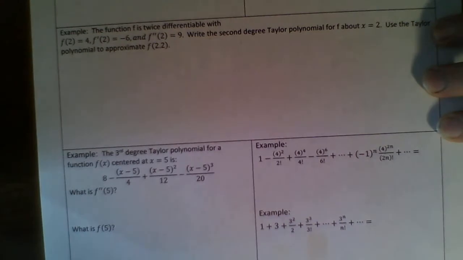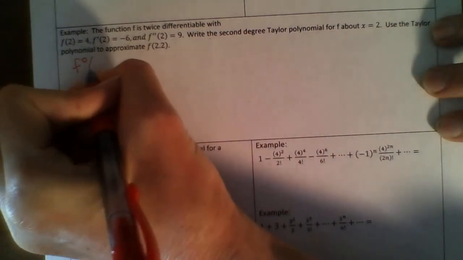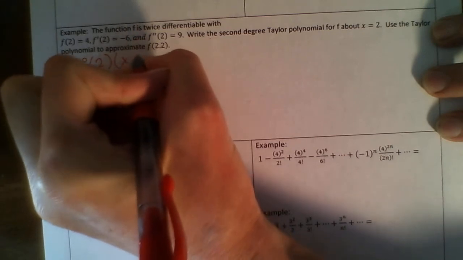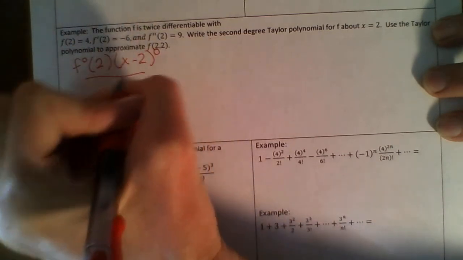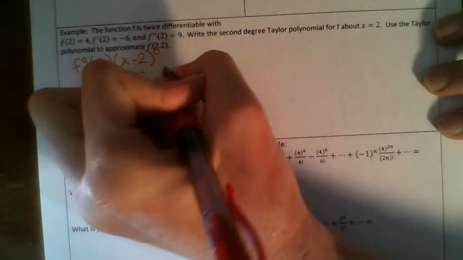So what I like to start out when I do these problems is just to help myself remember what each term of the Taylor series looks like. I just like to write them out in symbols first. The 0th derivative of f evaluated at 2, because that's where our center is, x minus 2 to the 0 power over 0 factorial. So I'm going to do that for the first 3 terms.